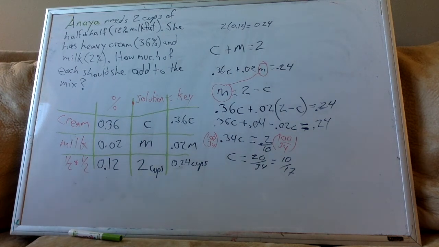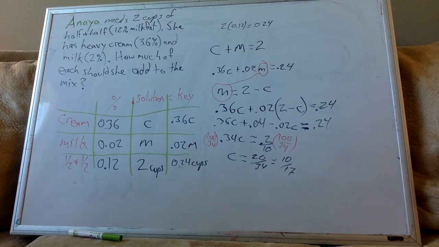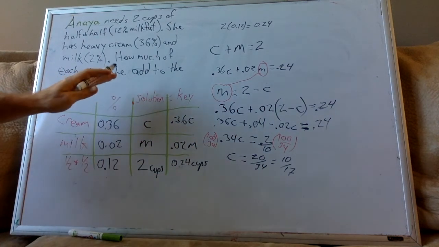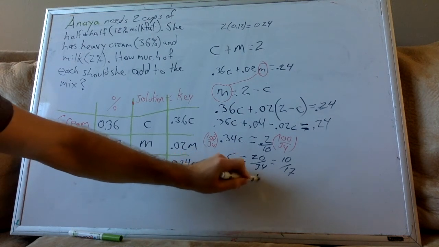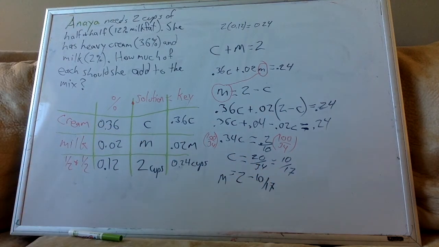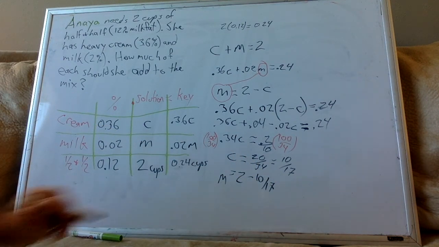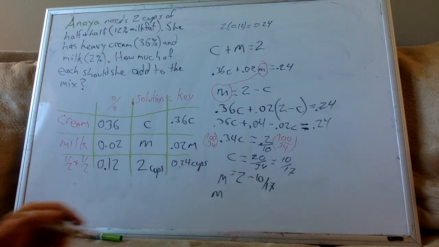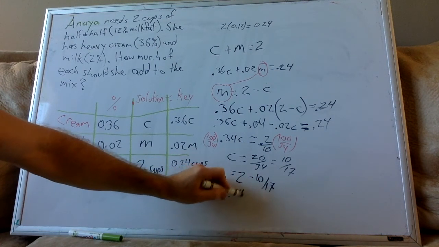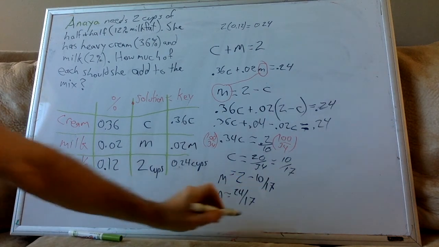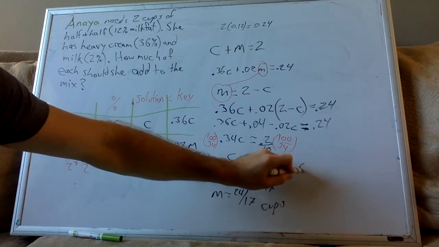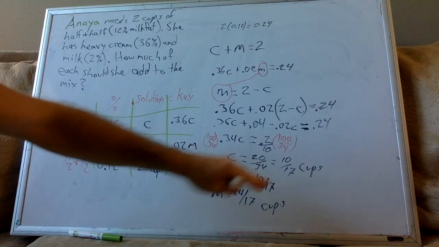Since we probably don't have 17ths of a cup, you could also convert that into a decimal. Now, the question is how much of each. So now I know that M is equal to 2 minus 10 17ths. 2 is 34 17ths, so that'd be 24 17ths. And I've found my solution, and these are in terms of cups, cups of cream and cups of milk.